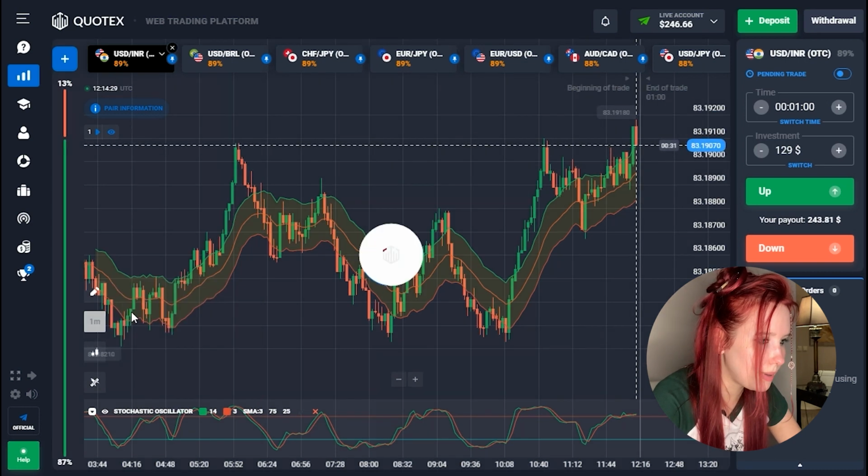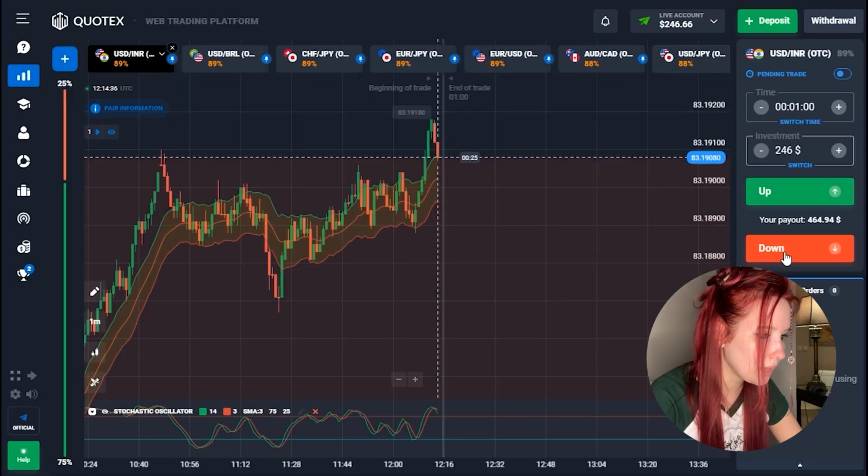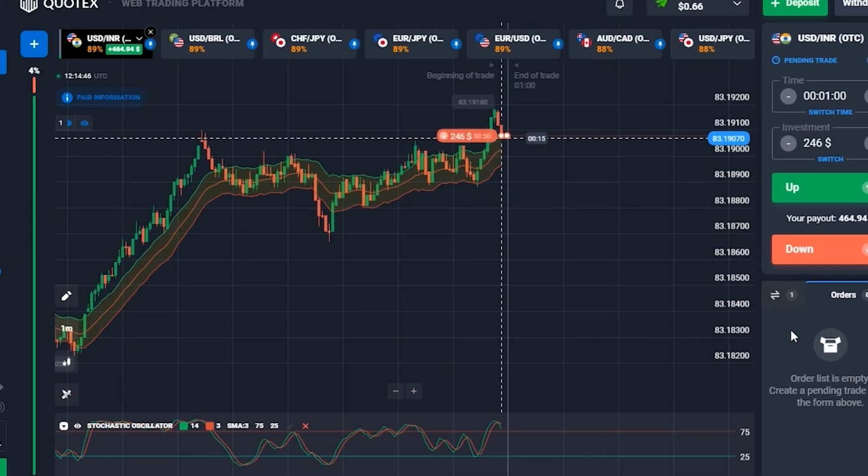So let's go back to the 1 minute time frame, and here on the stochastic oscillator we'll already see a good intersection for the lines. I open a deal for 1 minute.